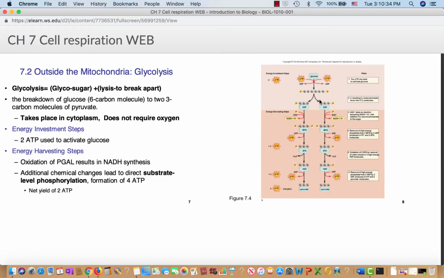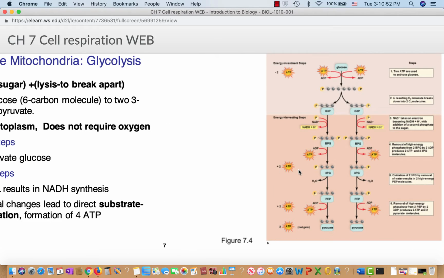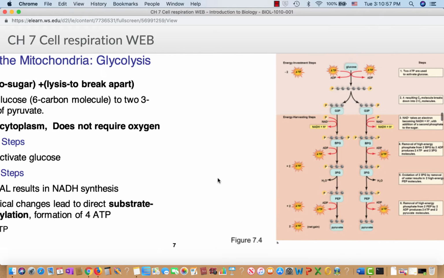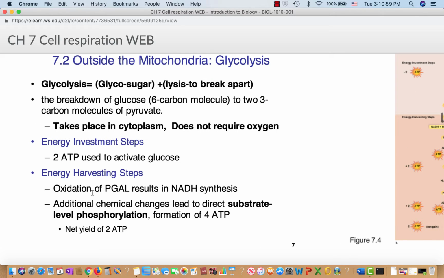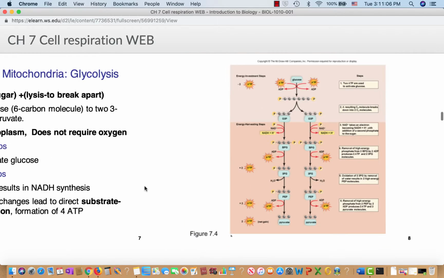If I can zoom in without breaking the computer, this is just a visual representation of what you're doing. You take your glucose and split it in half, so you've got your 3-carbon molecules here. You get your substrate level phosphorylation to get your ATP out of it, and you end up down here at the end with your pyruvate. Something else you need to remember is that at the end you have 2 pyruvate molecules. That'll be important in a minute.